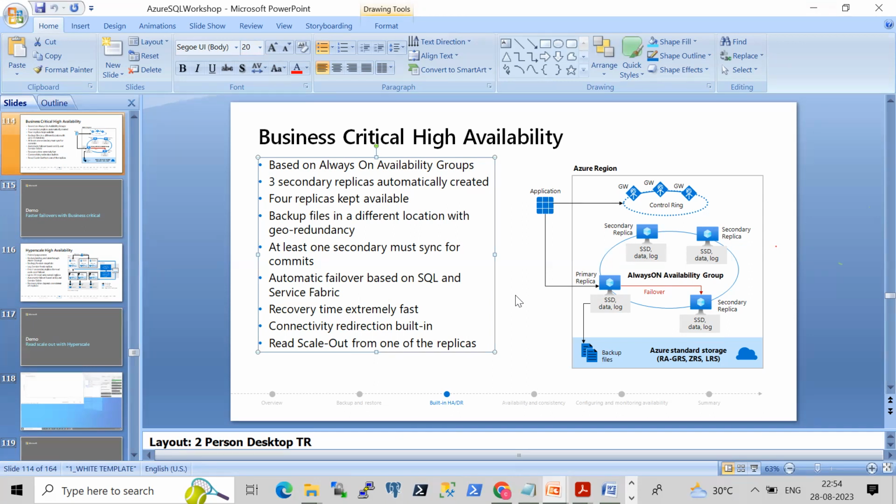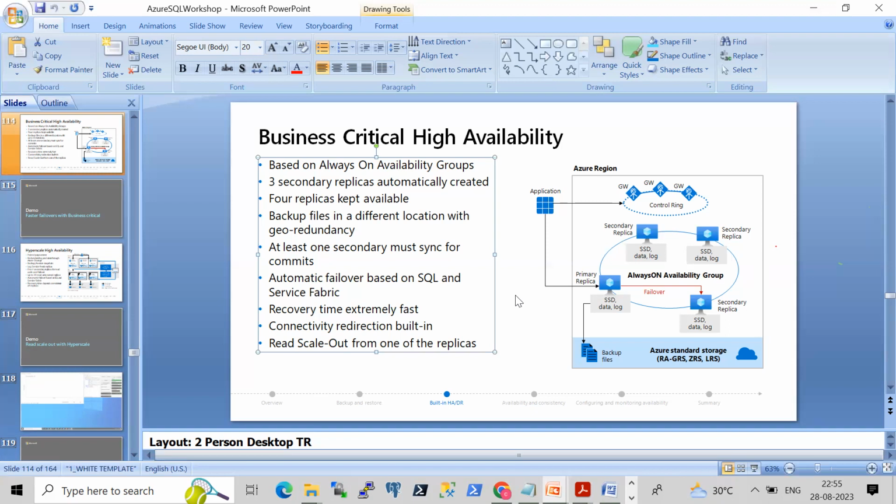So I'm asking, is it possible to connect to secondaries? Yes, it is possible. If you use application intent equal to read only in your connection string to the MI itself, it will automatically redirect you. There is no concept of listener. Again, I repeat, no listener.